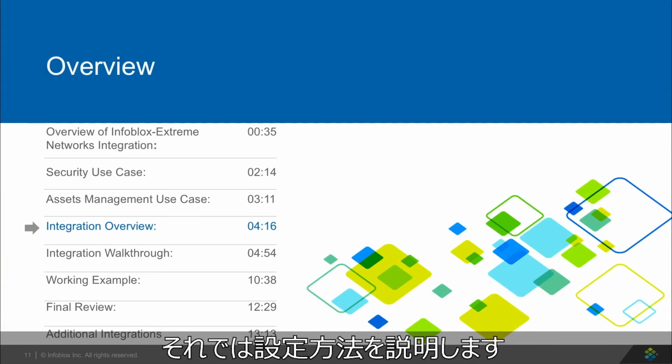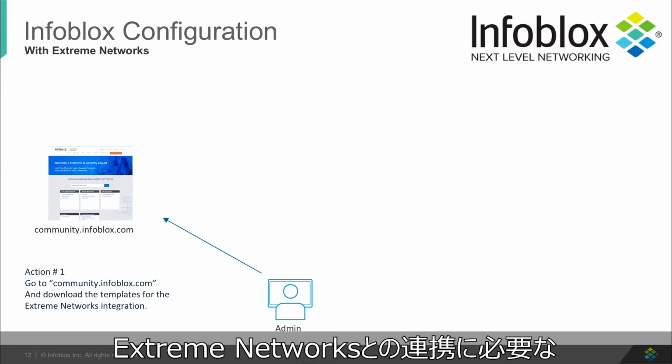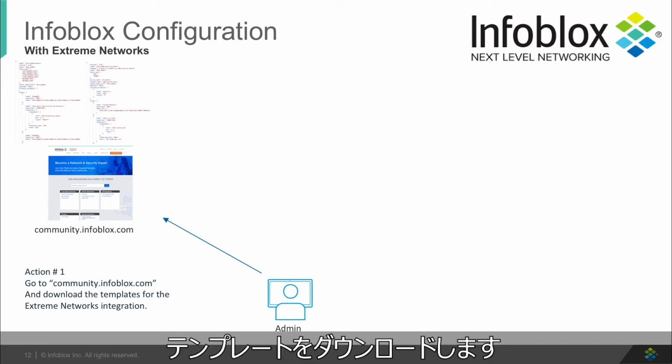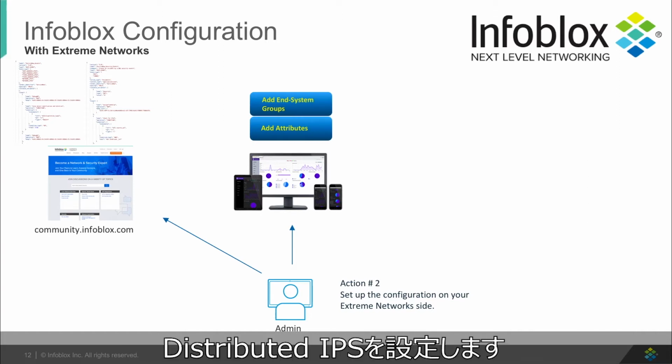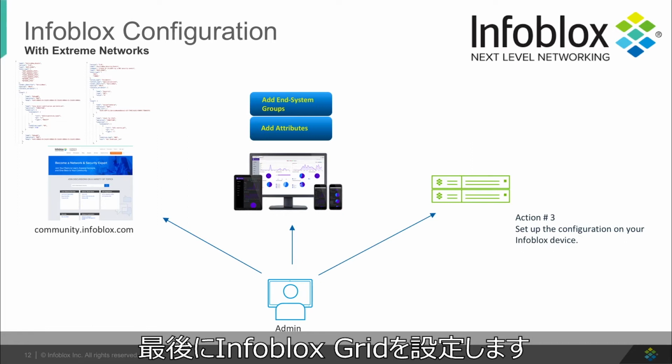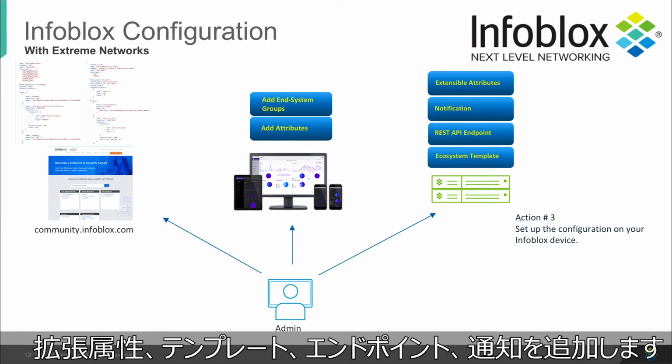Now let's see how to set everything up. First, you'll want to go to community.infoblox.com and download the templates for the Extreme Networks integration. Second, you want to add the end system groups and set up the distributed IPS on the Extreme Management Center. Finally, you want to set up your Infoblox grid for the integration. To do this, add some extensible attributes, then add the templates, add the endpoints, and add the notifications.